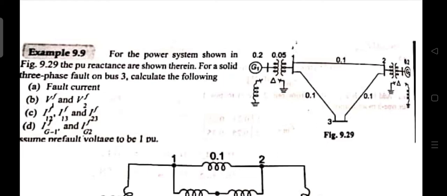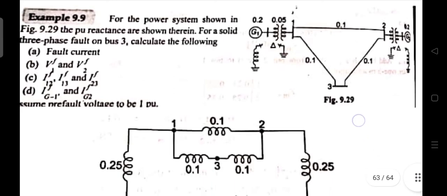So here the system is given in figure 9.29 and the per unit reactances are shown in the figure. For a three phase fault on bus 3 we have to find the fault current, then the fault voltage at 1 and 2, the second generator, then all three line fault currents and the generator fault current. So here we can see that the system given here is the same as what we already built the Z bus for.